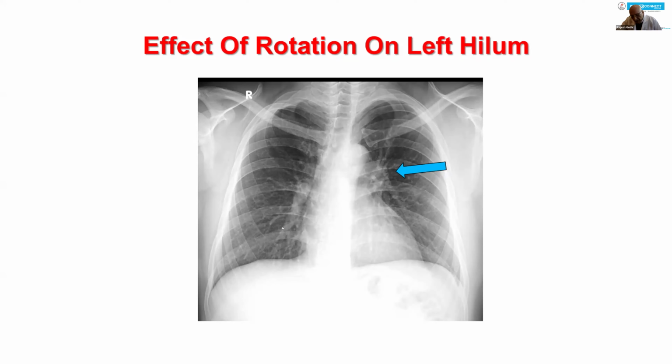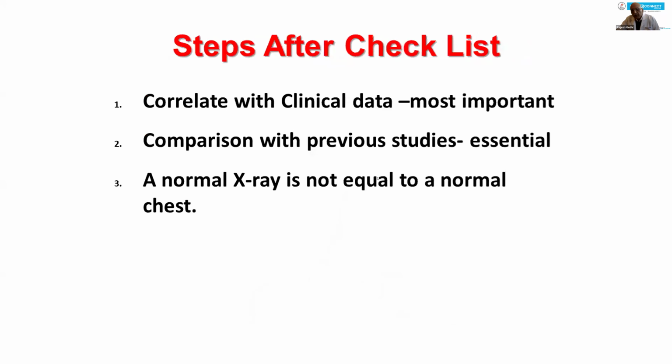And compare it with the normal side. The normal hilum is absolutely fine. This is looking more lucent because it is overlapping on the lung. Had there been a pathology over here, a nodule or something, it would have become dense. So the lucency tells you that although it is rotated and looking prominent, it is a normal hilum.